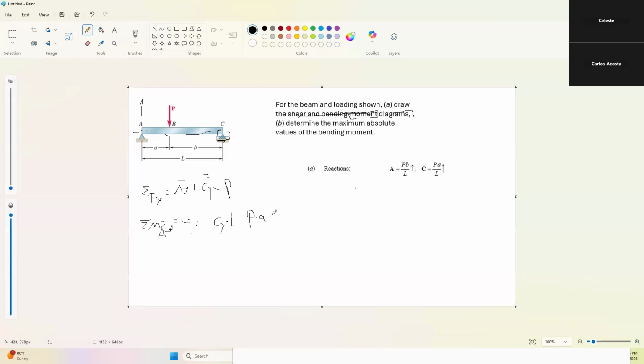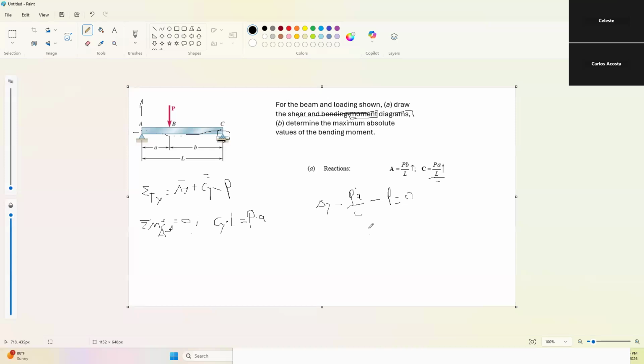All right, this is equal to 0, so Cy times L equals P times a. So in other words, if you rearrange this, you're going to get that Cy is Pa divided by L. So we got this. Now, how do you get Ay? This is just algebra here. So Ay minus Pa over L minus P equal to 0.